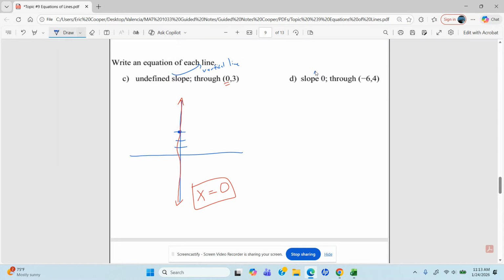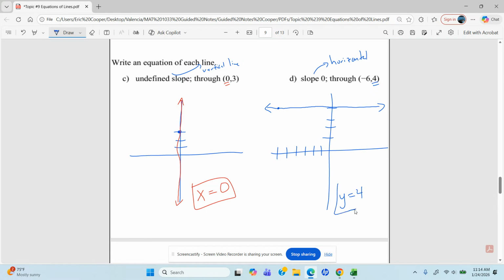And we remember, if our slope is 0, we have a horizontal line. Again, a horizontal line goes through the y-axis. 1, 2, 3, 4, 5, 6 to the left, and 4 up. So our graph goes through and looks like this. And if it's a horizontal line, it has to be y equals. So in this case, the y value is 4. So y equals 4.